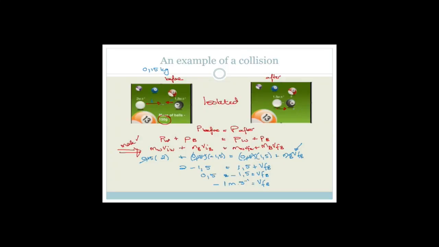So this is negative. So it actually ends up going in this direction here, and it ends up going at minus 1 meter per second. Just going to check my numbers. That's 2 minus 1.5. Yeah, no, I'm right. Okay, there we go. Okay, not too bad.